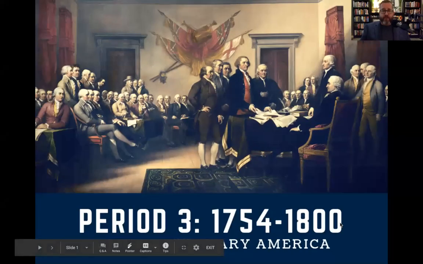If you recall, in period three, part one, we only went from the French and Indian War to right at the end of the American Revolution. And I made the argument that the American Revolution wasn't a single war, but rather a collection of events that really revolutionized American society, to include the Constitutional Convention and, of course, some of the growing pains of a new nation.